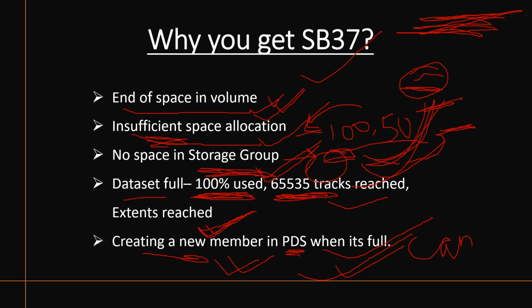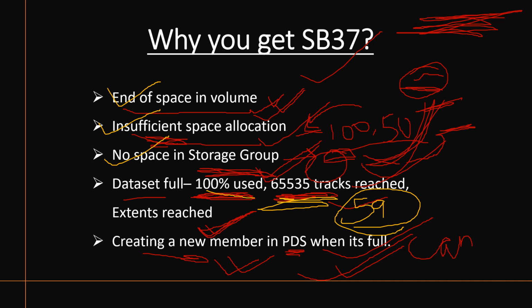So these are some of the reasons why you will get SB37: end of volume, insufficient space allocation, no space in the storage group, the data set being 100% used, or a single volume reaching 65,535. If it's a multi-volume data set, it can also happen if it has reached 59 volumes, whatever allocation you have given, and it needs more space. Creating a new member in a PDS can also end with SB37. So let's see how we can solve this issue.